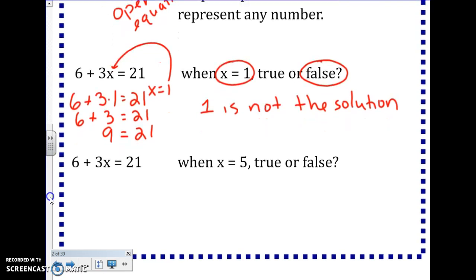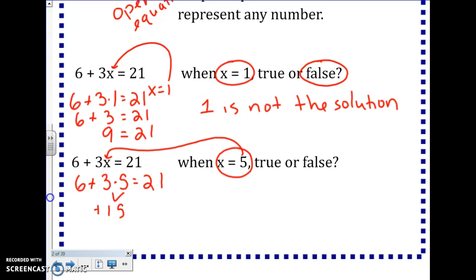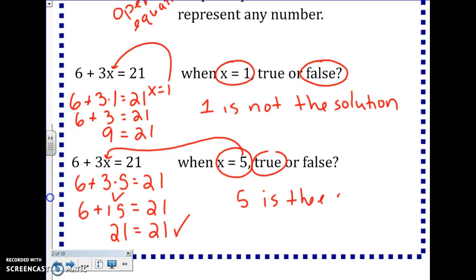Looking at the same equation, let's find out if 5 is the solution. I'm going to do the same thing. I'm going to put 5 in for x, and make sure you're multiplying it and using your order of operations correctly. And we find out that, yep, 6 plus 15 is 21. So this is true, and you could write for me that 5 is the solution. Oops. I still can't spell, even on a video.